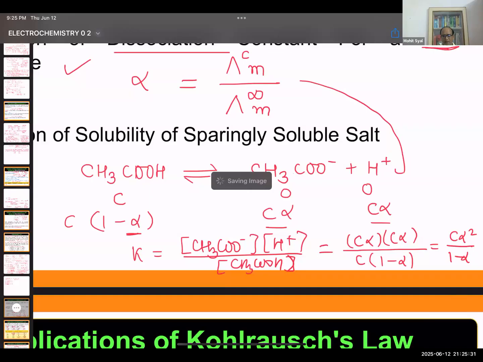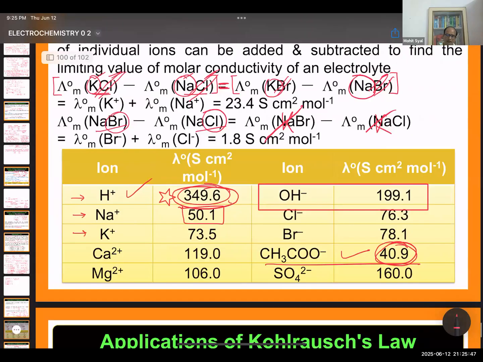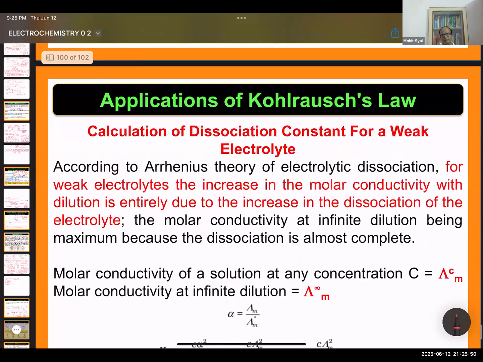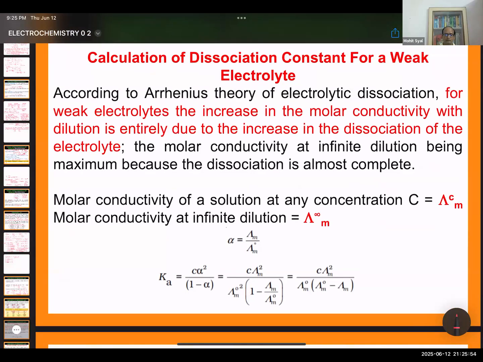You can put the value of alpha over here and get the expression like this. Is it clear to all of you? Yes, sir.